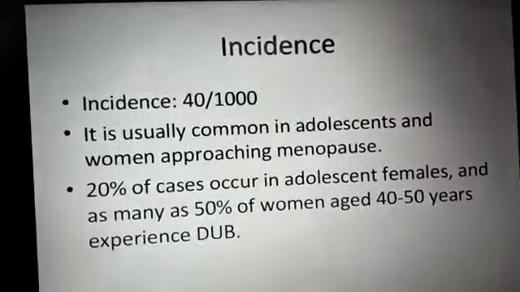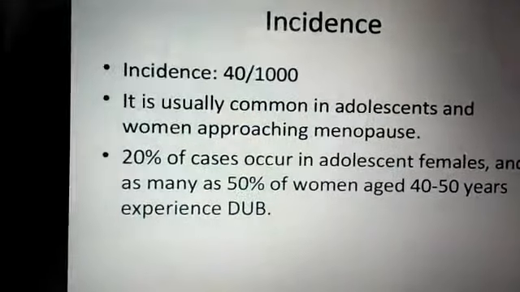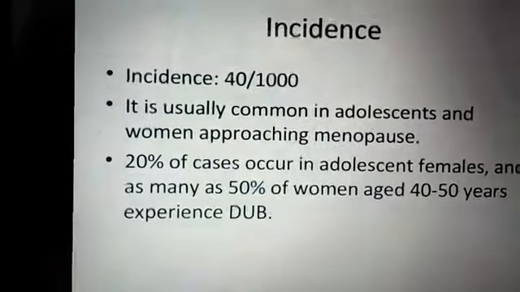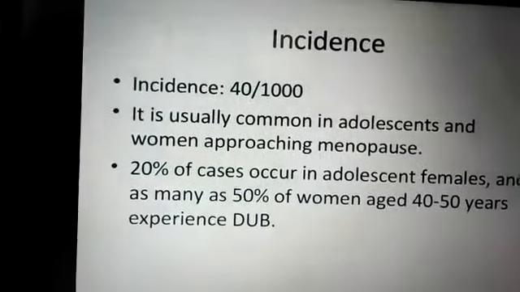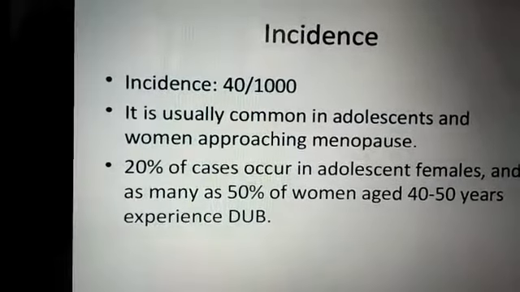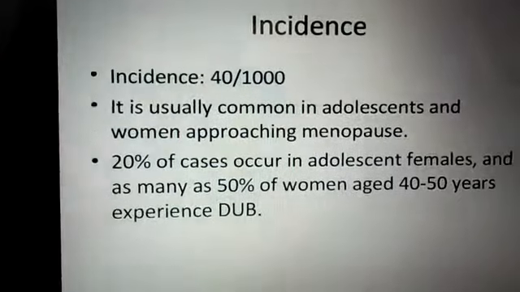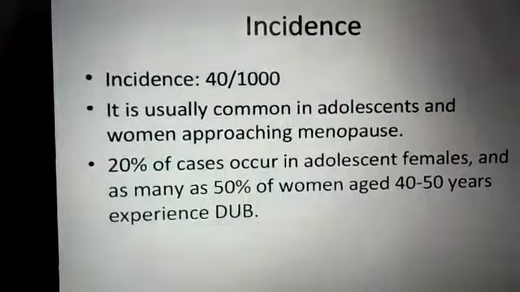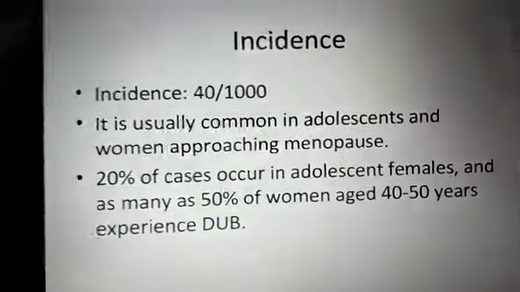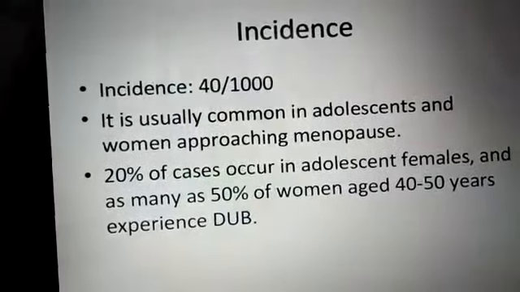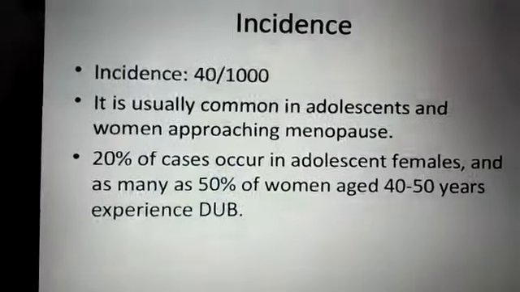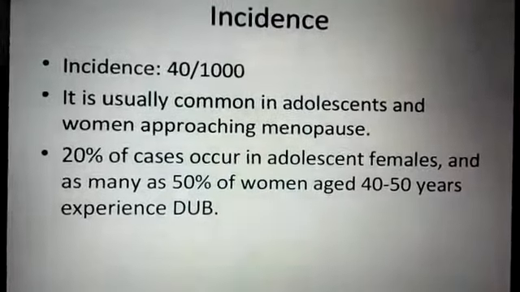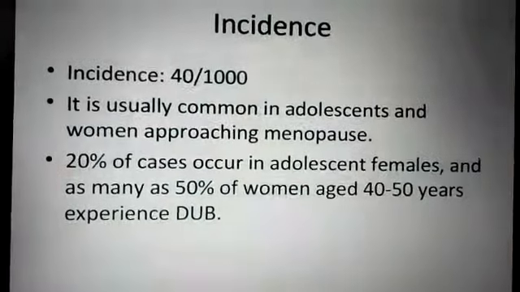If any girl comes to you with such symptoms at an age of 15 to 16 years, or if a female comes to you at around 40 to 50 years of age, then we can think about the chances of DUB. In terms of percentage, it is 20% in the adolescent age group and 50% in the 40 to 50 years age group, that is, women approaching menopause.